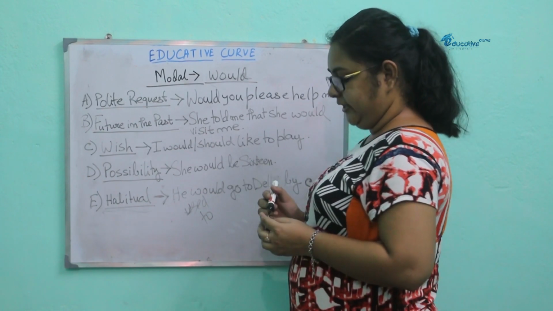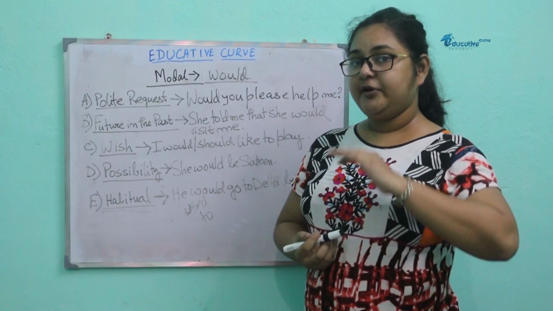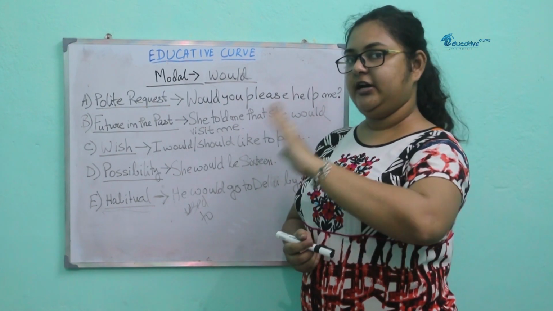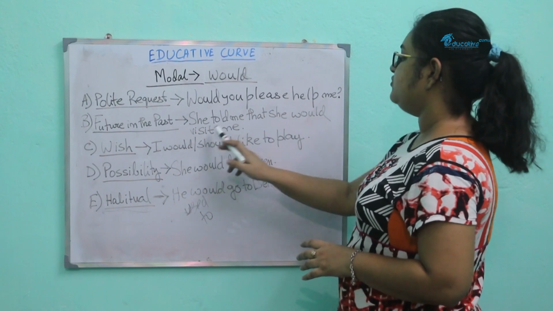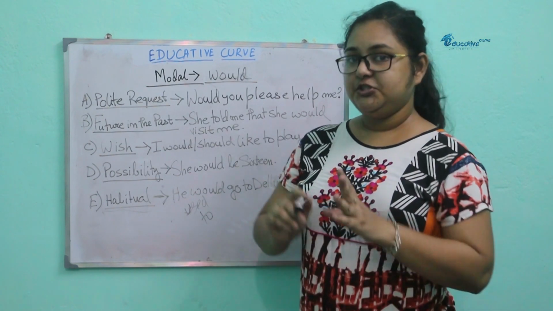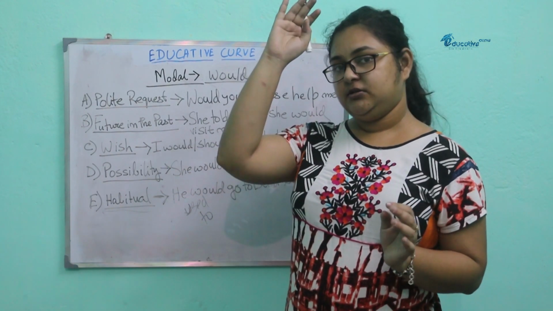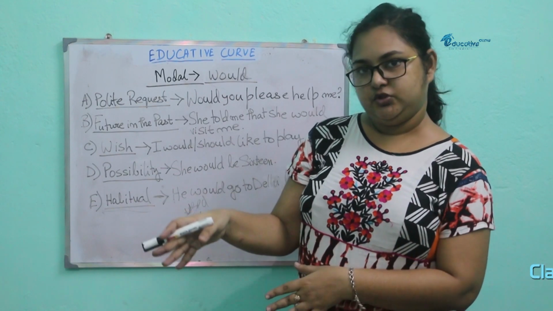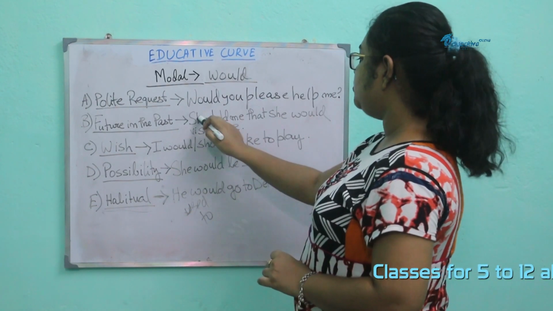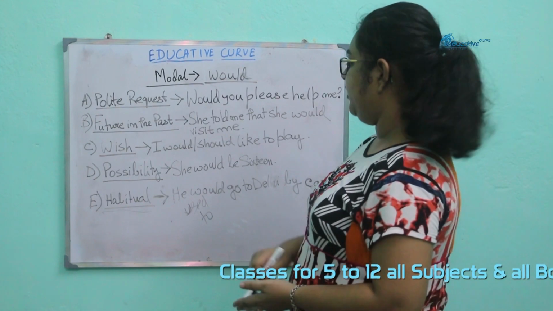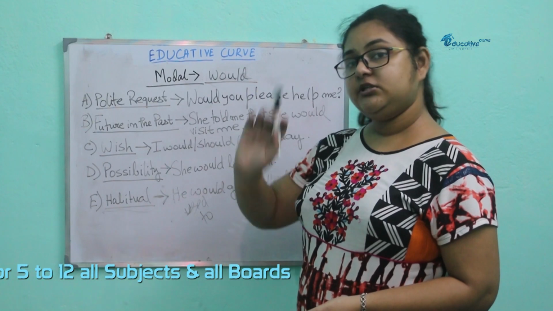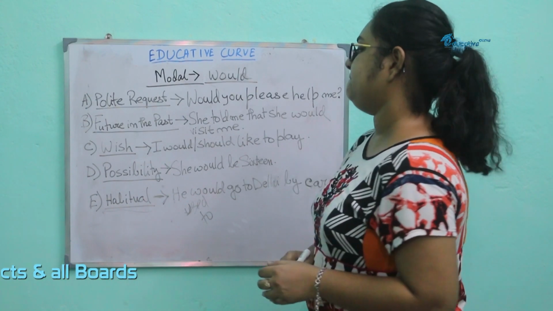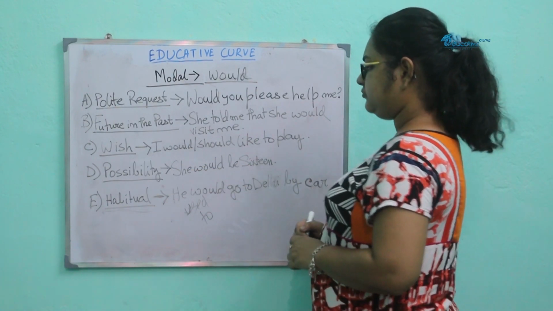Future in the past. That means in the past I predicted a future and it has already happened now. So see, she told me that she would visit me. That means she promised me in the past that she would visit me sometime in the future. But she told me in the past, that's why we use would over here to predict the future already in the past.